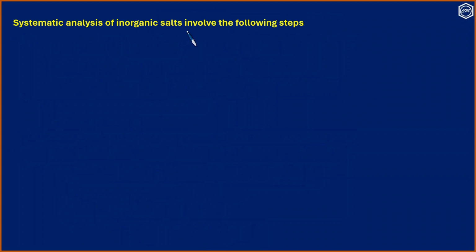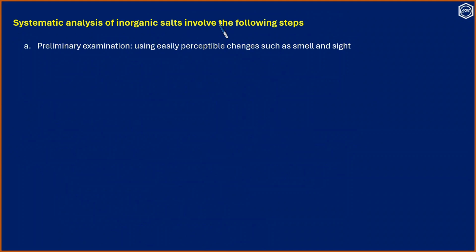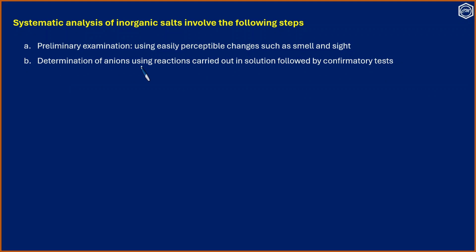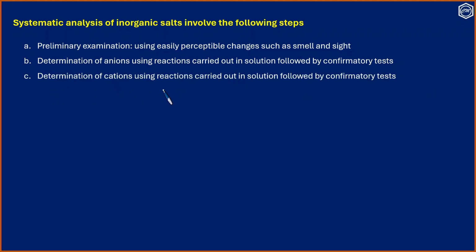Systematic analysis of an inorganic salt involves the following steps. A, preliminary examination, that is using easily perceptible changes such as smell and sight. B, determination of anions using reactions carried out in solution followed by confirmatory tests. C, determination of cations using reactions carried out in solution followed by confirmatory tests.